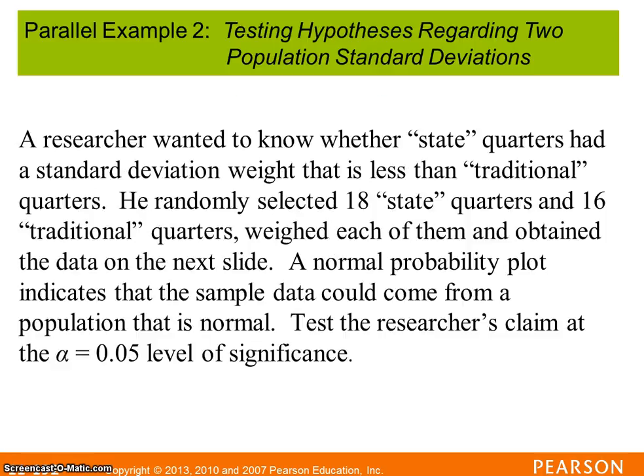We'll go back to that example of the state quarters, and let's say that a researcher wants to know whether state quarters had a standard deviation of weight that is less than the traditional quarters. So he randomly selects 18 state quarters and 16 traditional quarters, and we'll take a look at the data obtained on the next slide. A normal probability plot indicates that the sample data could come from a normal population. So again, typically you won't have to verify those conditions. And keep in mind in this case alpha is 0.05.